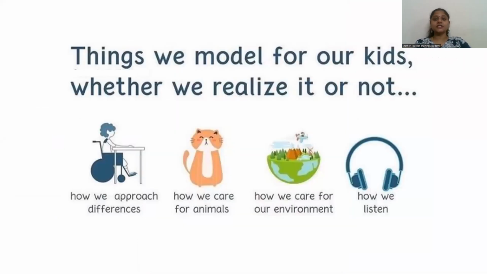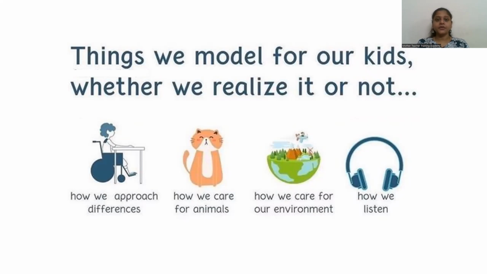And now see the tip, that is how are we modeling our behavior to our kids. The next slot is how we approach the differences. How are we respecting people who are having a different level of physical abilities or mental abilities? How are we handling them? So kids see us and learn. Are we respecting them in the right way?